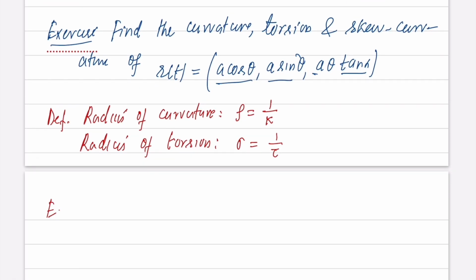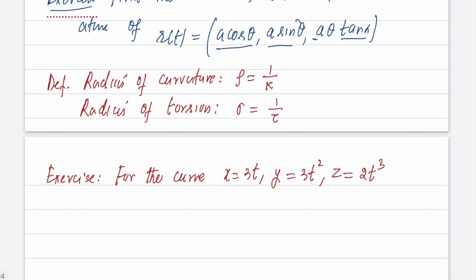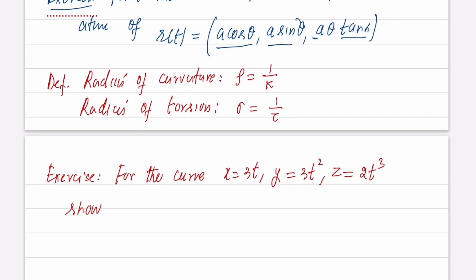Now let's take up one more exercise here. For the curve x equal to 3t, y equal to 3t square, z equal to 2t cube, show that the radius of curvature is equal to minus the radius of torsion, and this is equal to 3 divided by 2 into (1 plus 2t square) whole square.